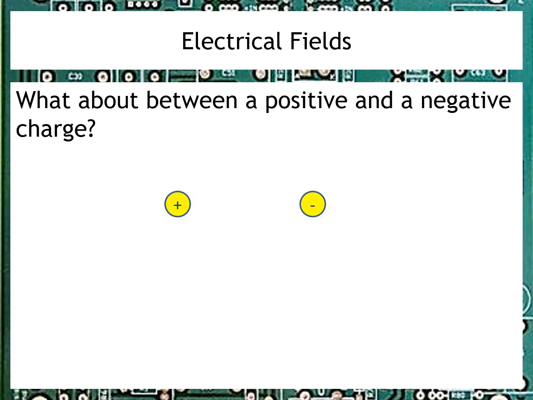So how about the electrical field you'd see between a positive and a negative charge? Again, the rules are the field lines go from positive to negative and they must never cross. Do you think there'll be a parallel here with the magnets when we had a north and south pole?